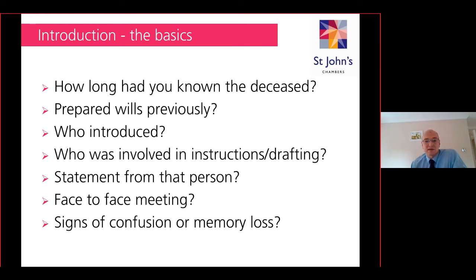The statement really ought to go to the initial instructions, things such as who introduced the client to you, did you meet them face to face, had you previously acted for them. Obvious things such as signs of confusion or memory loss are something that the author of a Larke and Nugus letter is going to want to know about. And of course, you may want to tailor it, so it may well be tailored to any particular concerns you have about the testator at the time. As you all know, these letters typically go on for sometimes a page and a half, 2 pages, but I just put those there as a feel for the types of things that ought to be included.